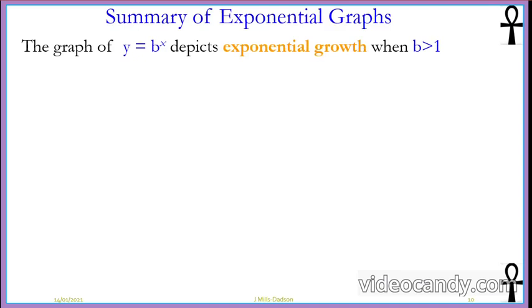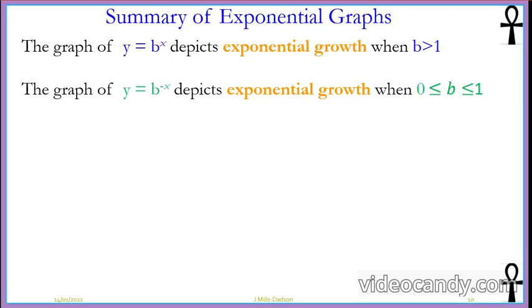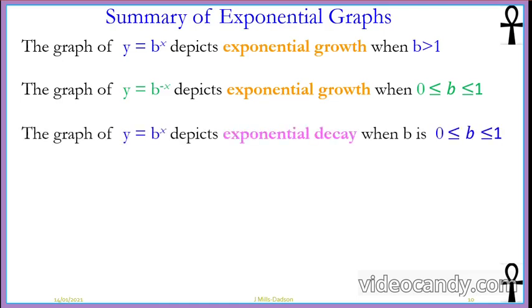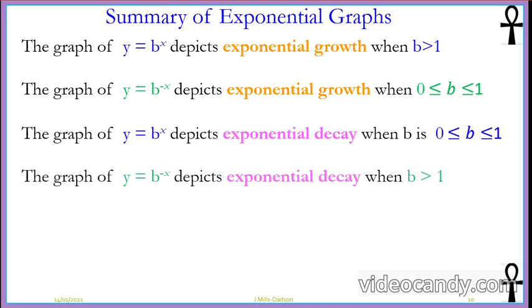The graph of y equals b to the power x is exponential growth when b is bigger than 1. Also, we're going to have exponential growth with y equals b to the power negative x when b is a fraction between 0 and 1. Then for exponential decay, y equals b to the power x when b is a fraction, then with a positive index, you're going to have exponential decay. And also, we're going to have exponential decay when b is bigger than 1, but we have a negative exponent. That will also be exponential decay.